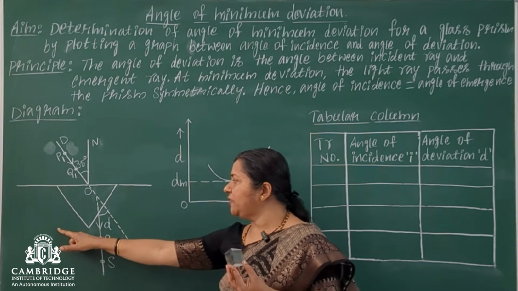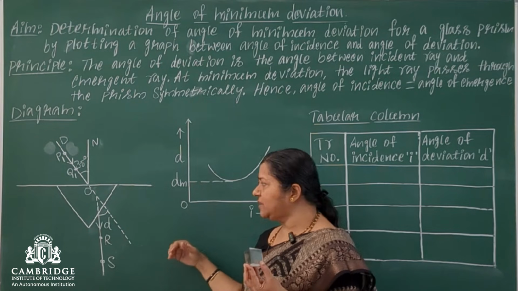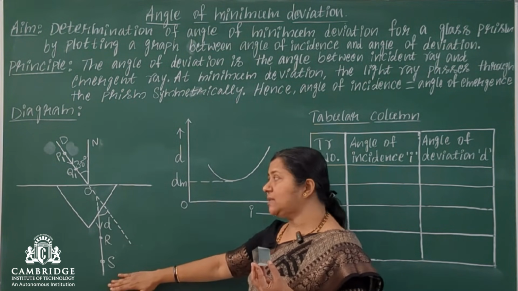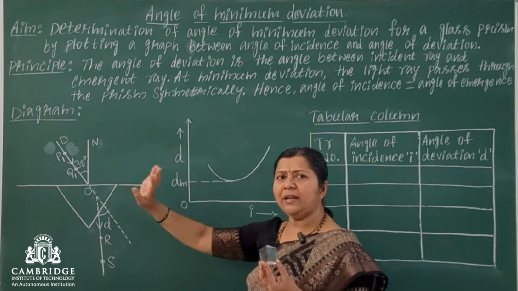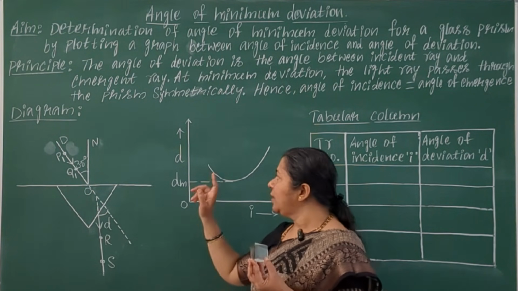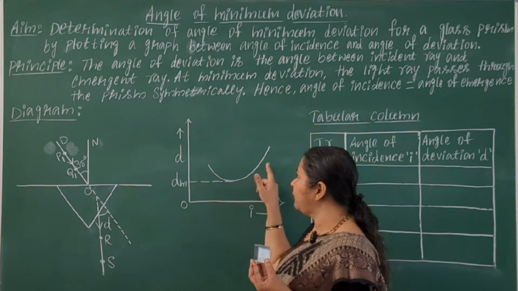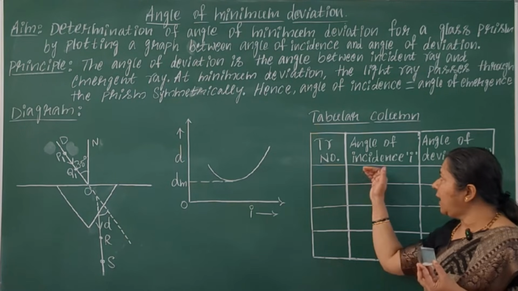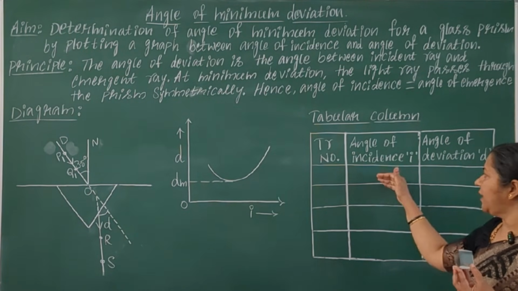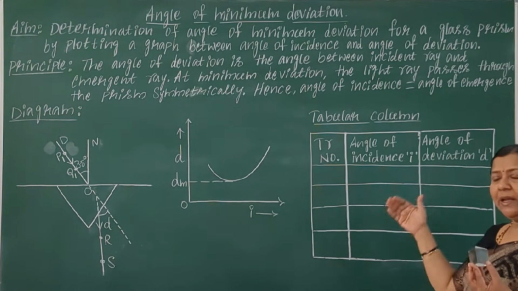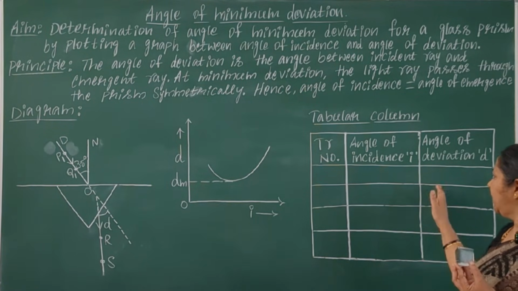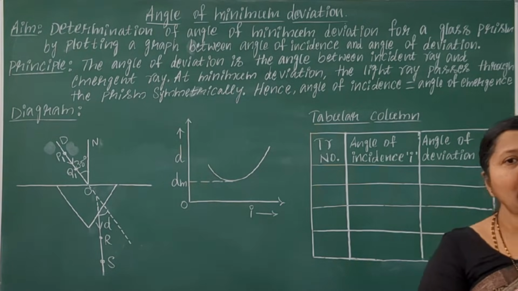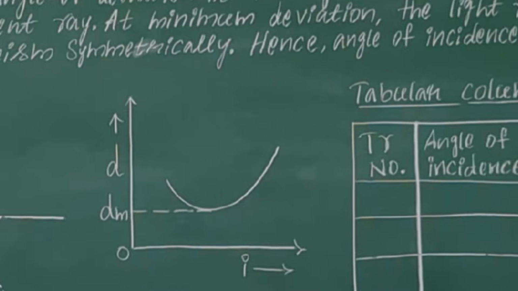You cannot make out the difference between the incident light and the emergent light. Both look the same; only the intensity of the emergent light will be lesser than that of the incident light. So at minimum deviation the graph looks symmetric. Now we vary the angle of incidence in steps of 5 degrees: 35, 40, 45 degrees, like that. We find the deviation in each case and then plot a graph. From that we determine the angle of minimum deviation of this particular prism.